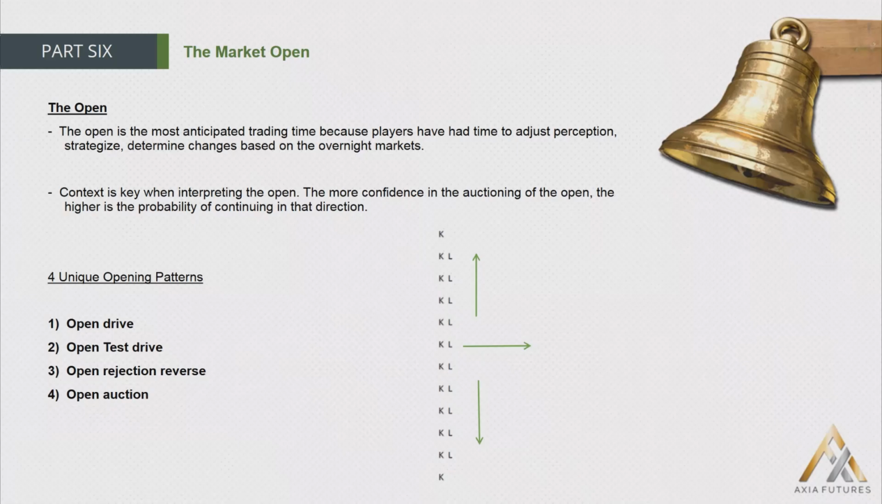How that market moves in that first hour is crucial, not just for what happens when the cash markets come in, but for what could happen over the course of the rest of the day. Now note, there are 4 unique opening patterns. The first is the open drive, the second is the open test drive, the third is the open rejection reversal, and the fourth is merely an open auction. Let's now have a look at each one of these individually, and I'll show you a graphic depiction of each.